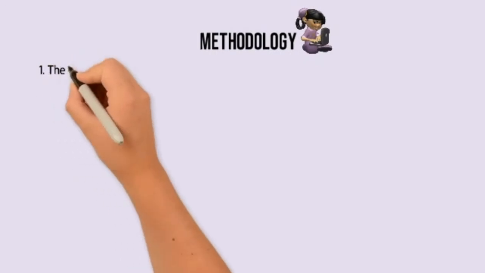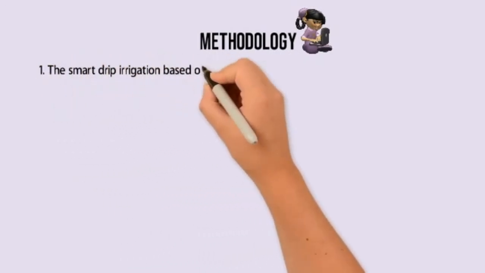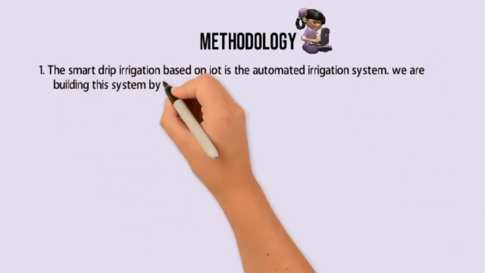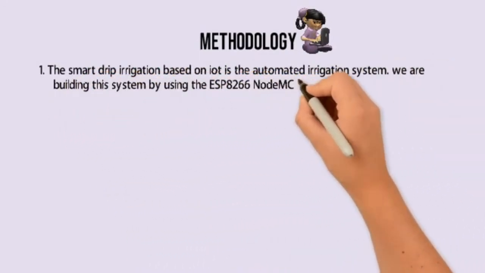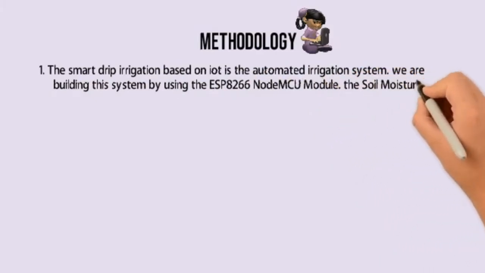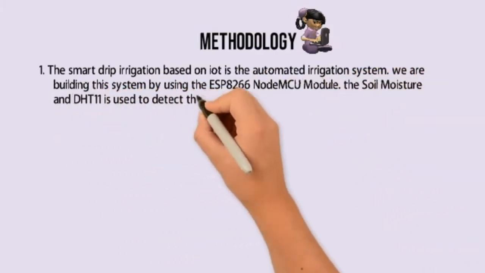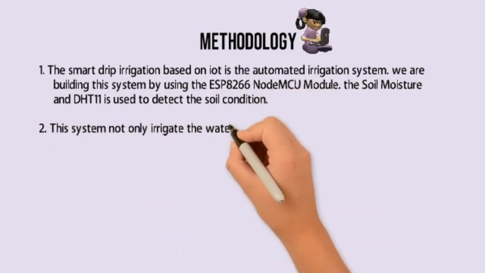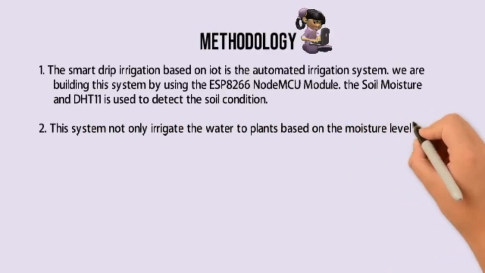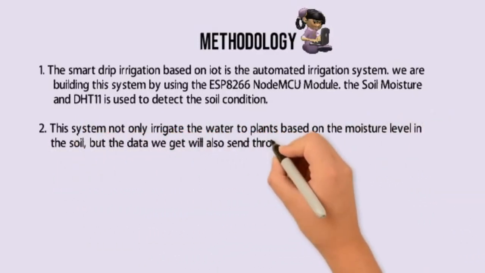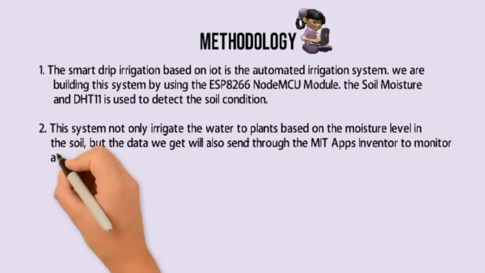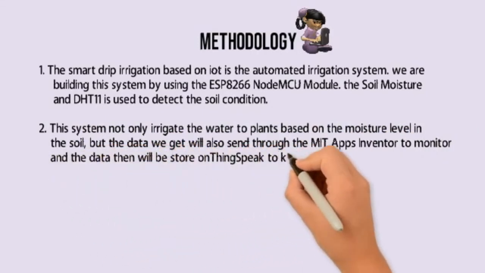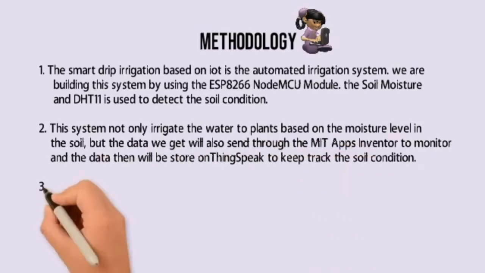For the methodology part, firstly, the smart drip irrigation based on IoT is an automated irrigation system. We are building the system by using the ESP8266 Node MCU module. The soil moisture sensor and DHT11 are used to detect the soil condition. This system not only irrigates water to plants based on the moisture level in the soil, but the data we get will also be sent through MIT App Inventor to monitor, and the data will then be stored on ThingSpeak to keep track of the soil condition.